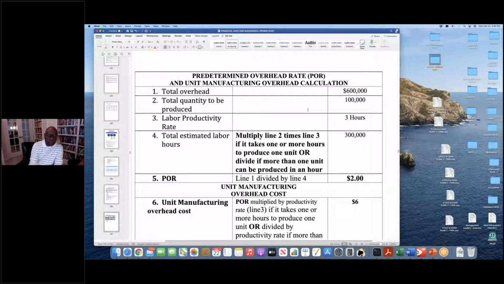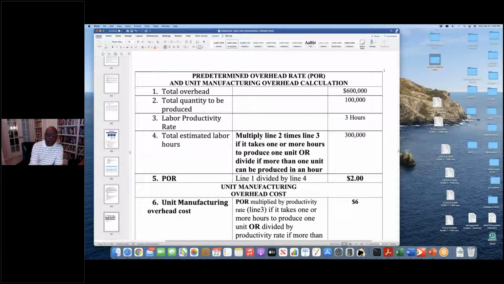Now notice that in terms of estimating labor hours, if it takes more than 1 hour to make the item, we multiply. But if you can make more than one item in an hour, you're going to divide. That is, if we could make 10 items in an hour, then it'll only take us 10,000 hours. So at what number do we divide?